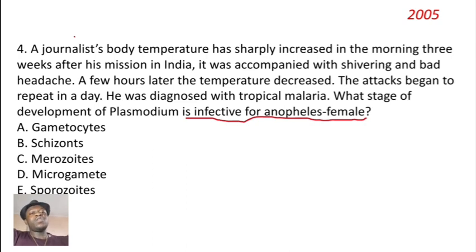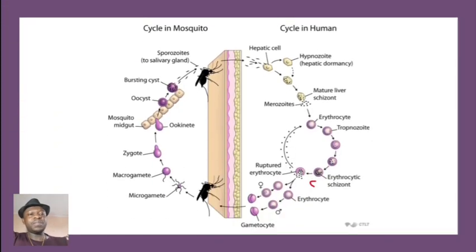And they told you that the diagnosis was tropical malaria. So the question is asking you, what stage of development of Plasmodium is infective for the female Anopheles mosquito? So it's not asking about infection of humans, but infection of the mosquito, because Plasmodium has different life cycles. Let me show you here.